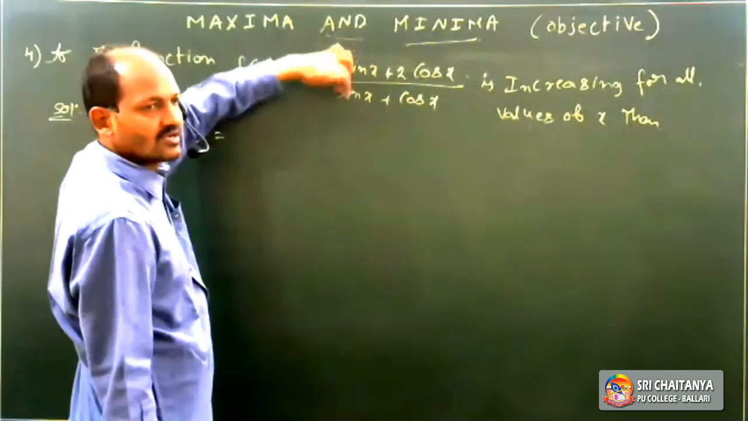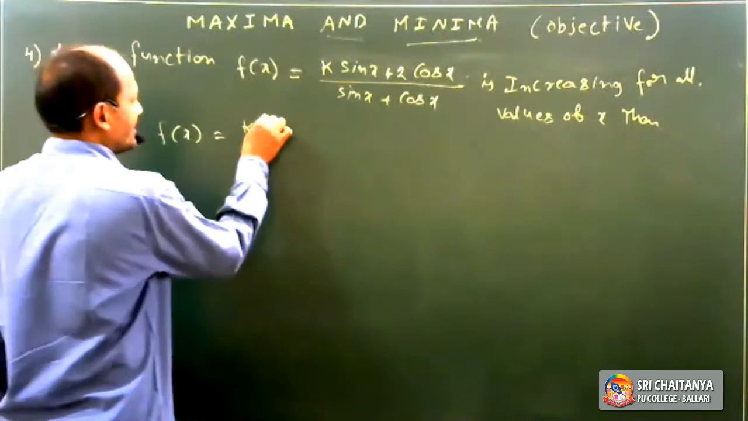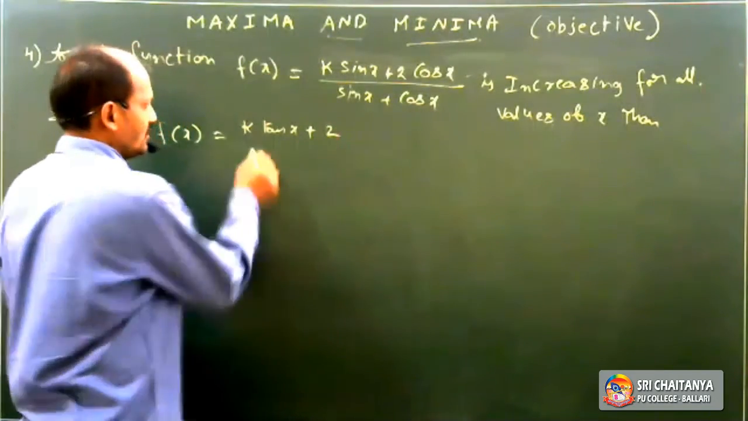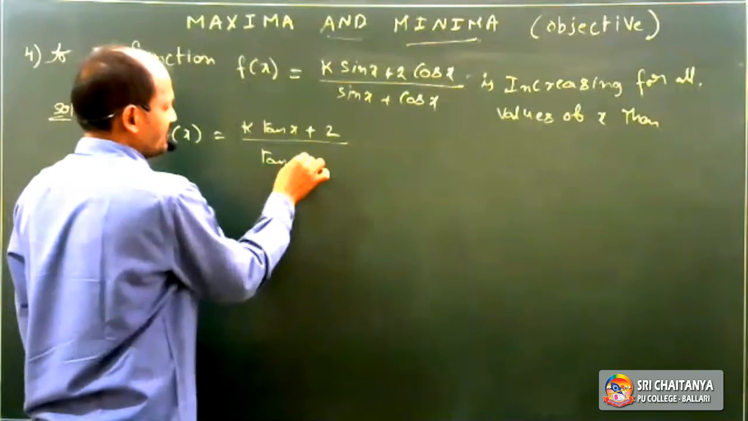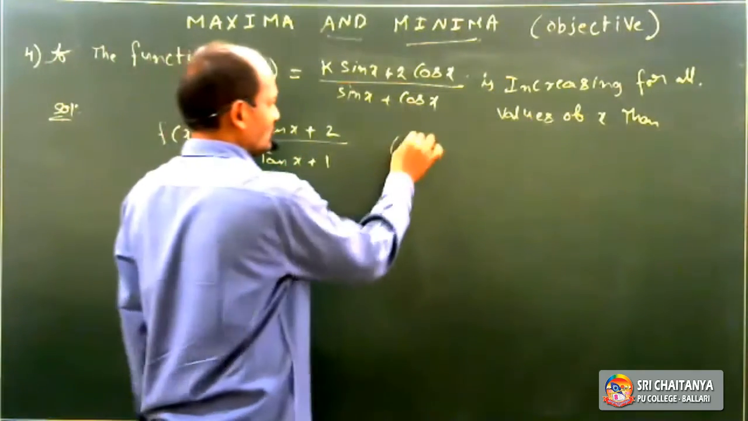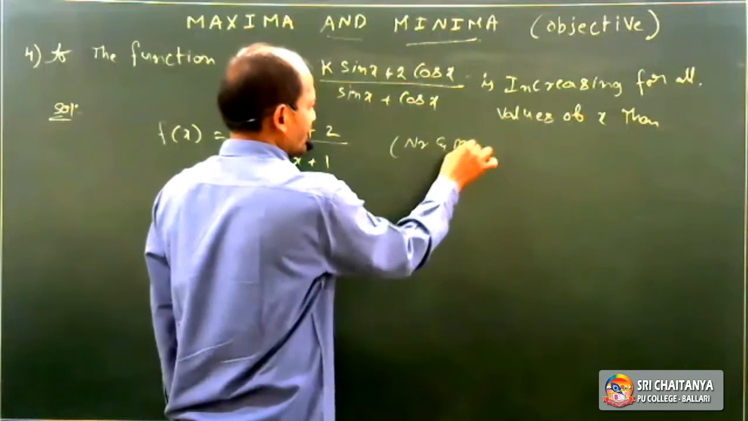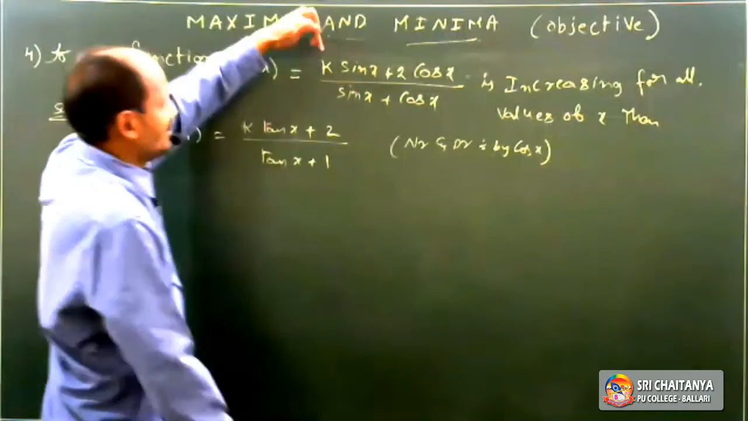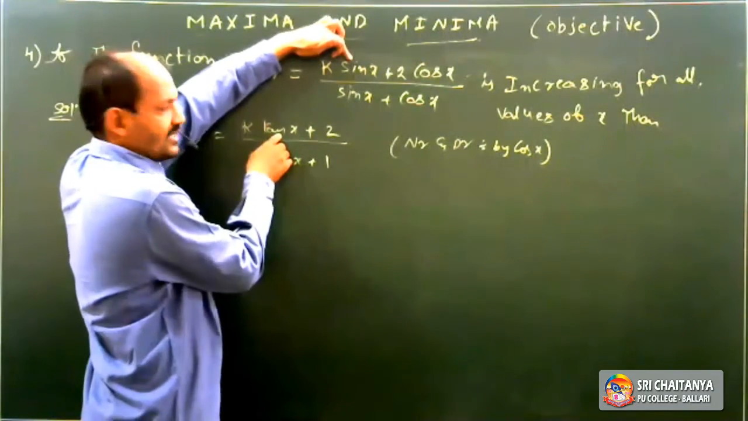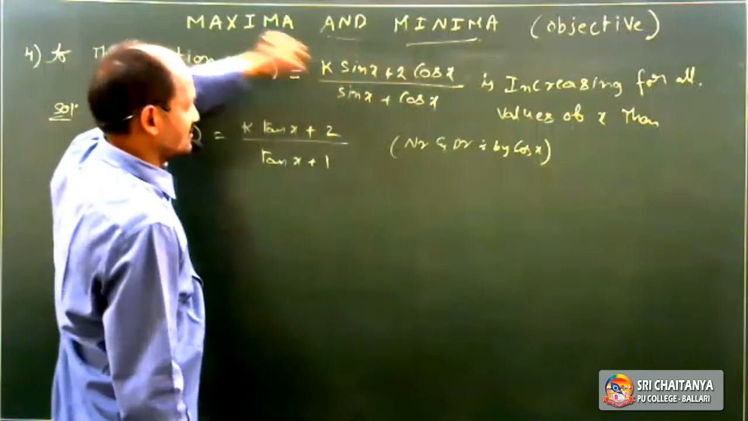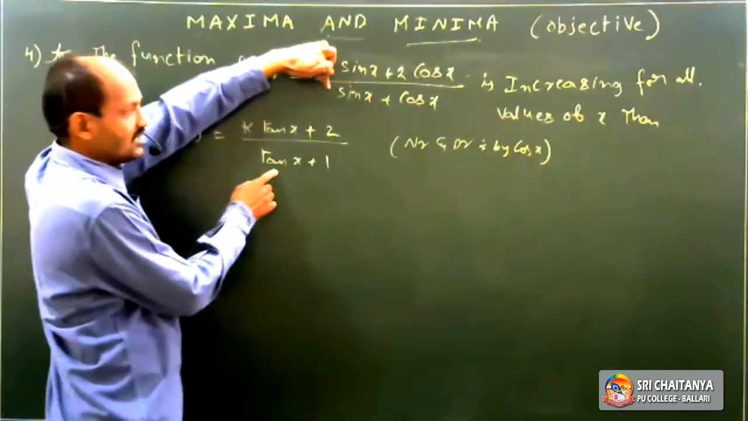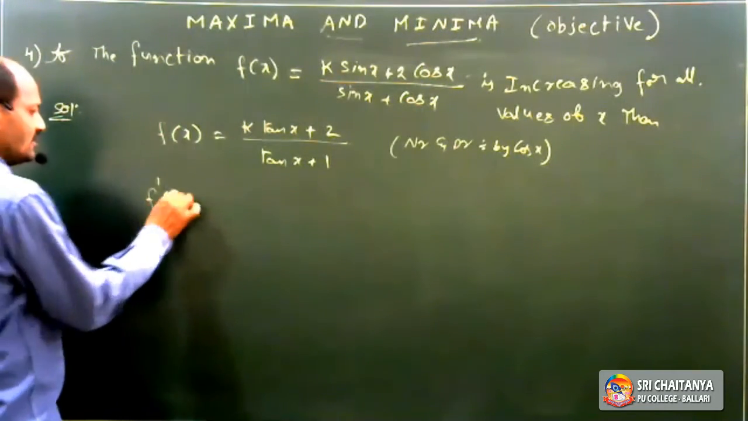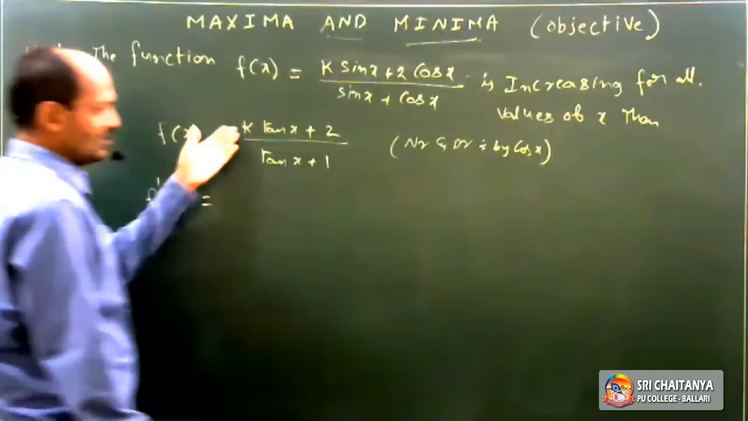divisible by cos. At that time here we get k tan x, sin by cos, plus 2 divided by tan x plus 1. That means here numerator and denominator are divided by cos x. Okay? k sin x by cos x is k tan x. 2 cos x by cos x is 2, sin x by cos x is tan x, cos by cos is 1. So f dash of x, the derivative.